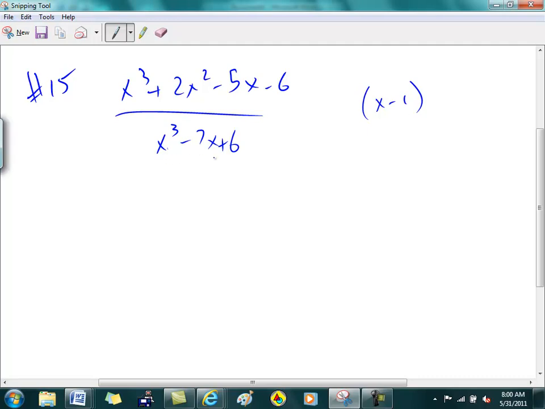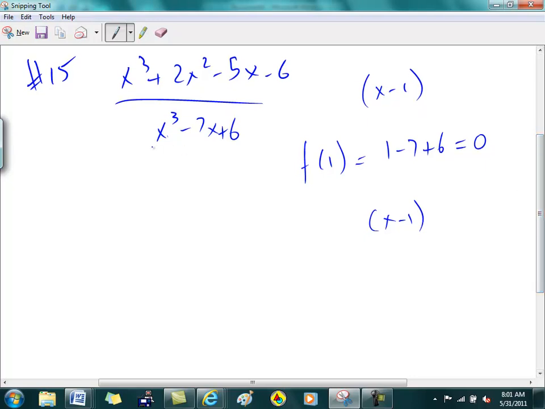Because if you put a 1 in here, you can see that f of 1 is equal to 1 minus 7 plus 6, which is equal to 0. So from the remainder theorem, you know that x minus 1 is a factor. Okay? So let's go ahead and do the synthetic division. Okay, that's what John was talking about. You can do this division synthetically. You can divide each one of them by x minus 1.